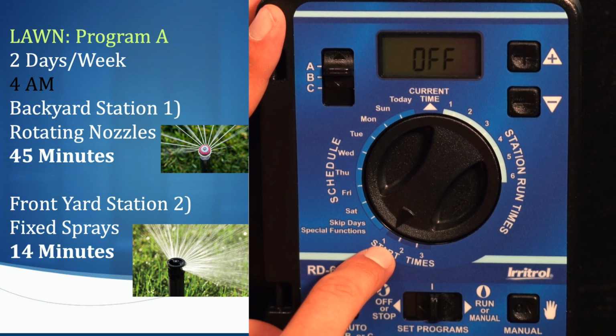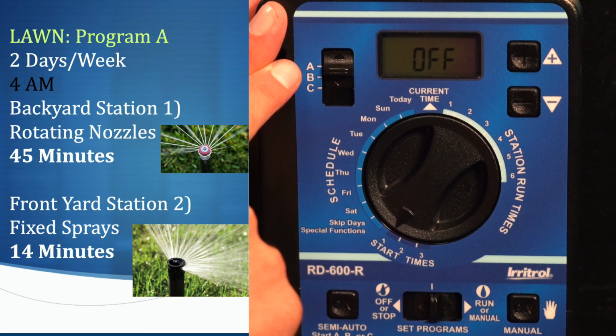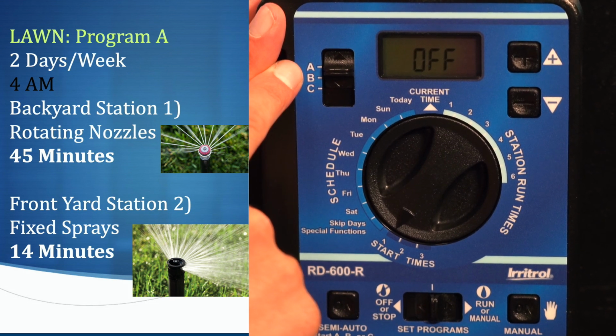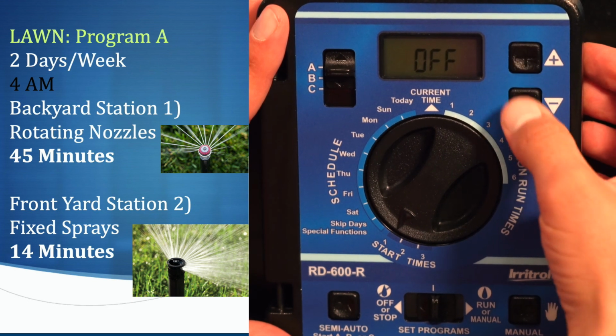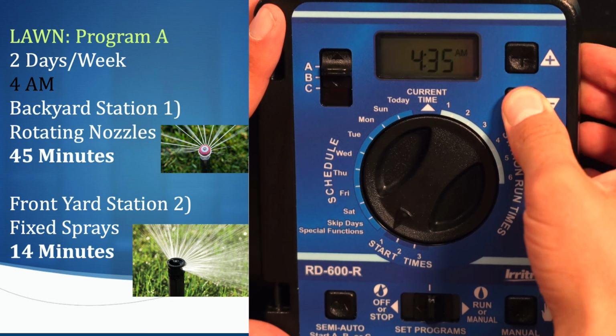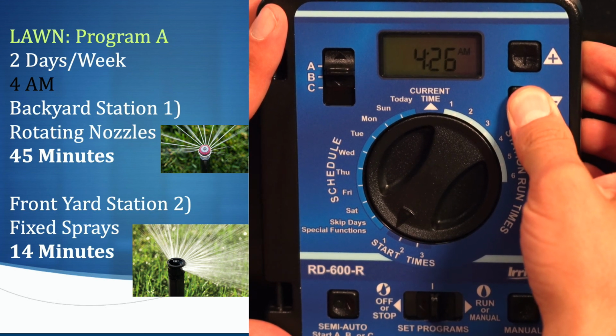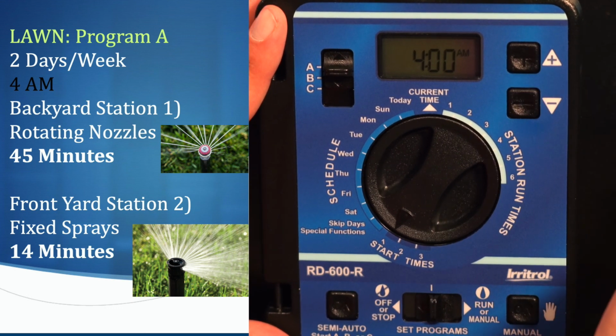So now we've turned the dial to start time 1. Keep in mind, this is not a zone yet. This is just start time 1. We're using program A up here on the left-hand side, and that's going to be for our lawn. So I'm going to use this plus button. Actually, I'll use the minus button because we want to get to 4 a.m. Each controller is different where the time starts, but basically, if you hit the plus and minus button, you'll get to where you need to go. We've chosen to water our lawn in program A, starting at 4 a.m.